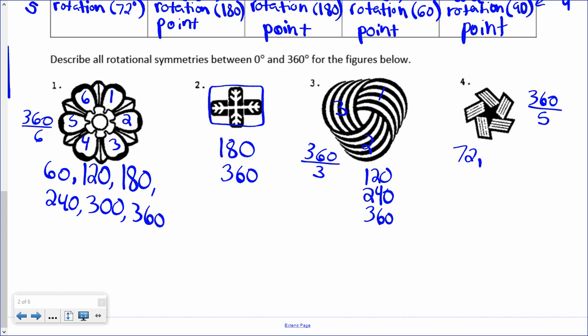You do that twice. 144. 3 times. 216. And then you add another, and then you get to 360. Yeah.